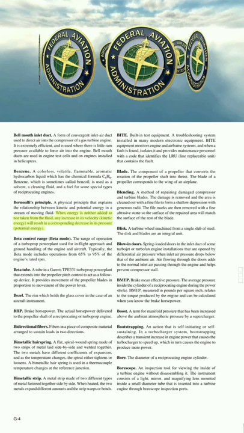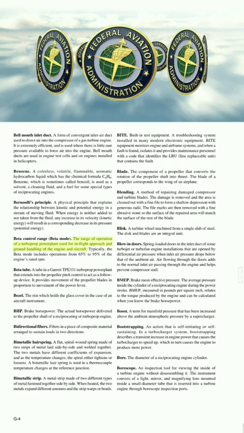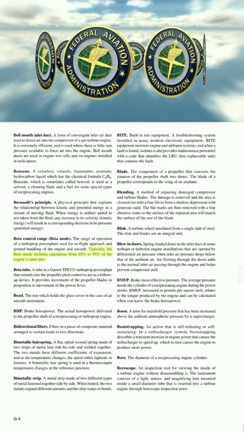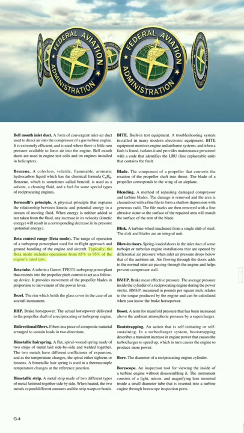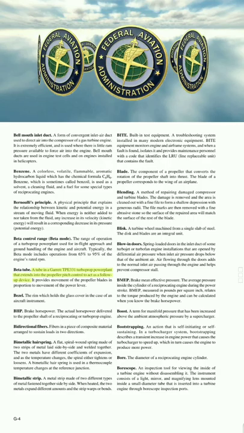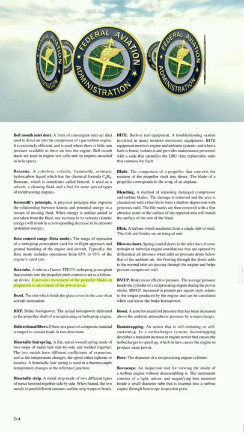Beta control range, beta mode. The range of operation of a turboprop power plant used for in-flight approach and ground handling of the engine and aircraft. Typically, the beta mode includes operations from 65% to 95% of the engine's rated RPM. Beta tube. A tube in a Garrett TPE-331 turboprop power plant that extends into the propeller pitch control to act as a follow-up device. It provides movement of the propeller blades in proportion to movement of the power lever.